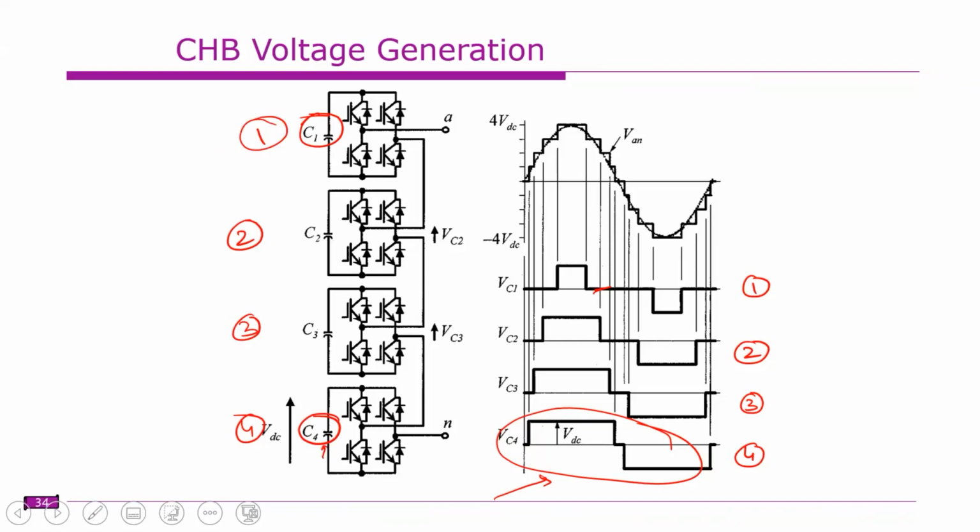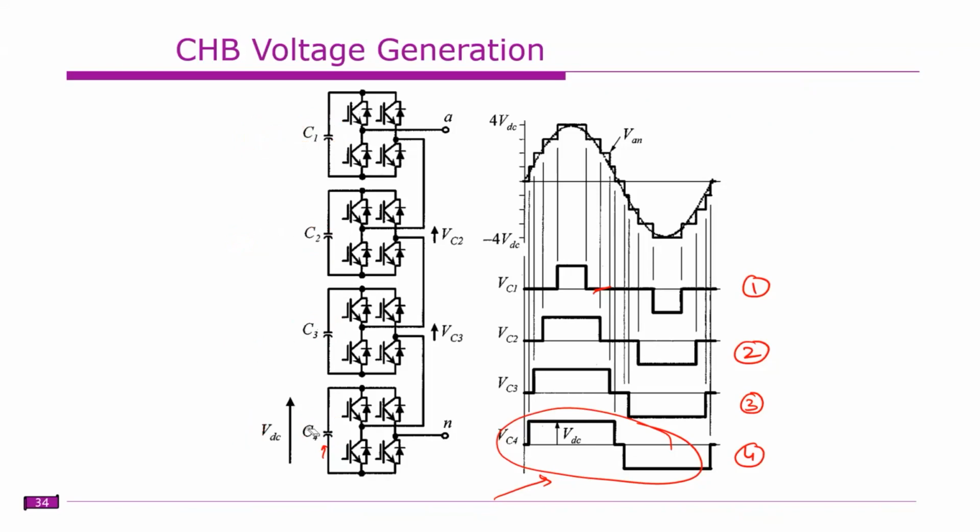So how to solve this particular problem? Here these are the DC sources, and the power delivered by the DC sources is not equal. The first one is delivering less power and the last one is delivering more power. So how to solve this? There is a simple technique.